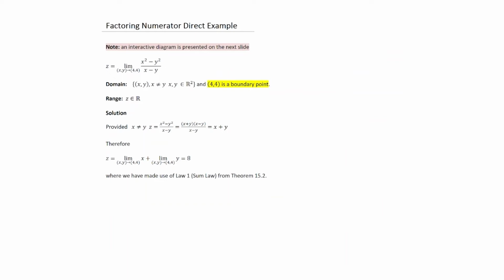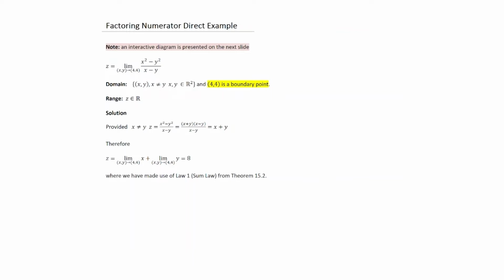All right, so let's look at then the second case, which is a factoring of the numerator. Again, it's a direct proof example. There is an interactive diagram on the next slide, just so that you know that you've got something you can actually play with and try to understand graphically what it looks like. You're given that the function z is x squared minus y squared over x minus y, and you're interested in determining what the limit is as xy approaches 4, 4.